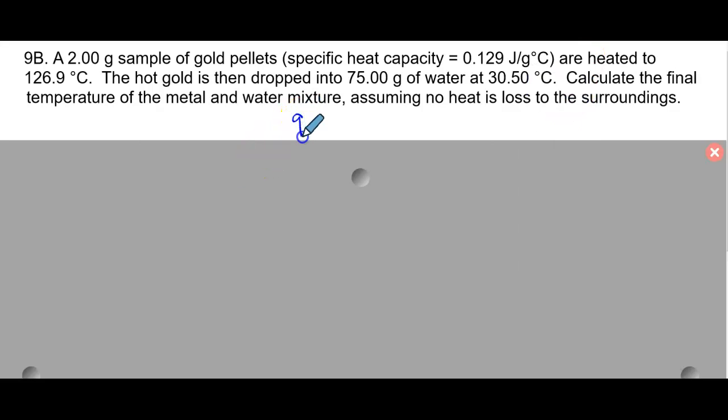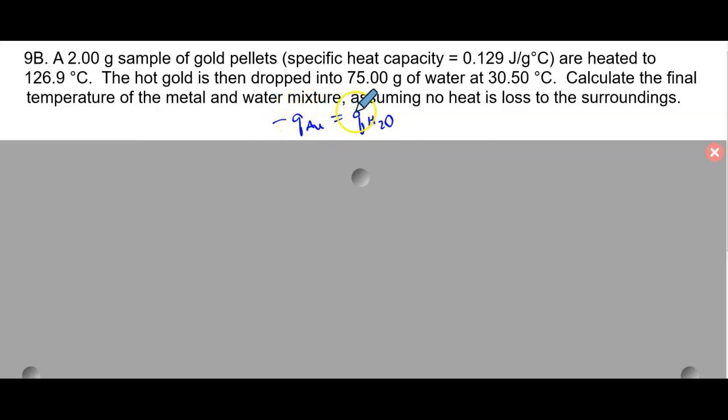Okay, so we're going to set this to Q gold equal to Q water. One of these is going to be negative because one will release heat to the other. So we look and see that our gold sample is heated to 126 and our water sample starts out at 30. So gold is going to release heat to the water, so it's going to be negative.